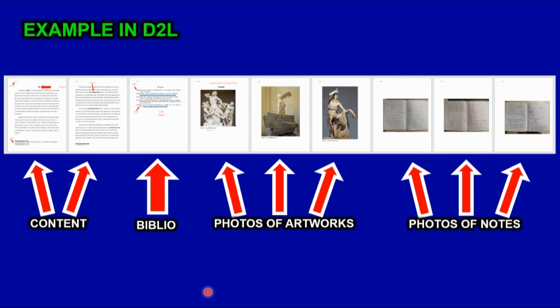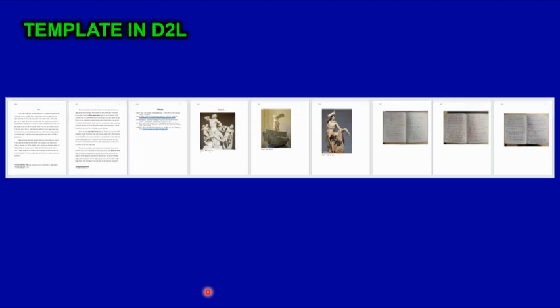Once again, this is what your paper will look like when you turn it in. It'll be 2 pages of content, 1 page of a bibliography, 3 pages of photos of the artwork, nice and big and high quality, and then between 1 and however many pages of notes. There's a template in D2L for you. Please use the template. It's all set up for you. I'm still getting assignments back that are formatted all wrong. The student obviously didn't use the template.